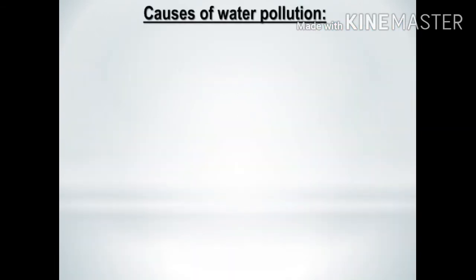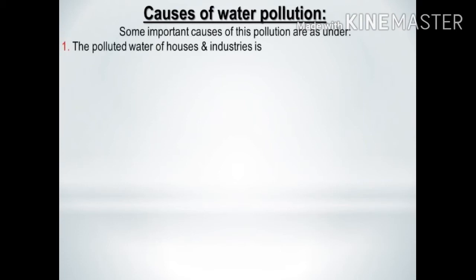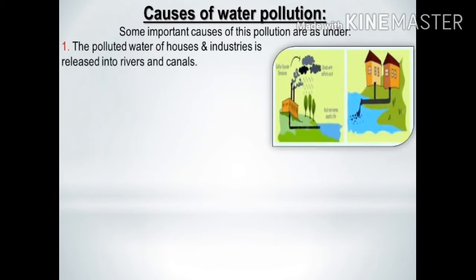Causes of water pollution. Let's discuss some causes of water pollution, the reasons why our water gets polluted. Number 1, the polluted water of houses and industries is released into rivers and canals. As you can see in the picture, the polluted water coming out from our houses and industries is openly released into rivers and canals. That's why our river and canal water gets polluted.